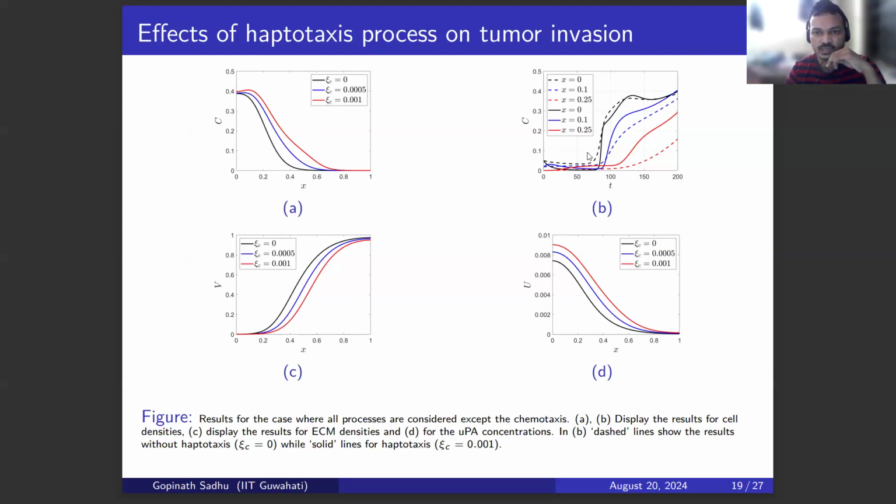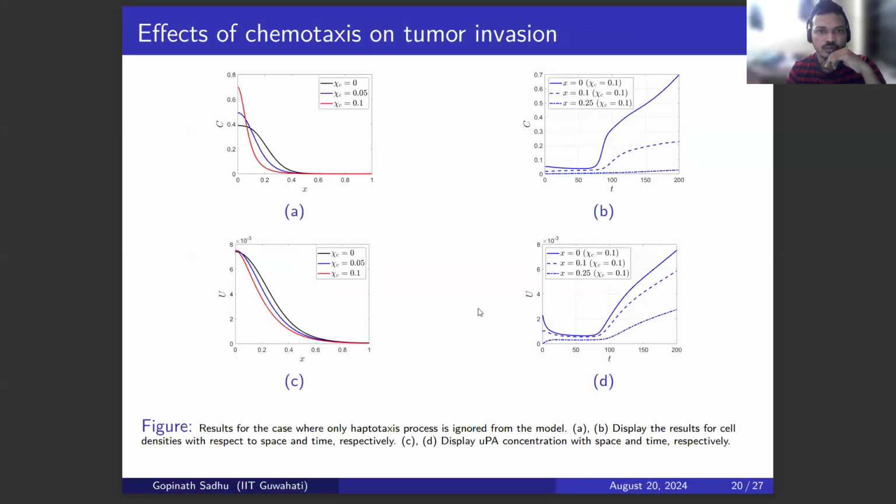temporal distribution of cancer cell at various locations is given in figure B, and the uPA concentration is also given in figure D. Also, only chemotaxis is taken into account in this model. So we can see that when the chemotaxis coefficient increases, cancer cells are not invading the ECM region. They are dominant at the central portion only.